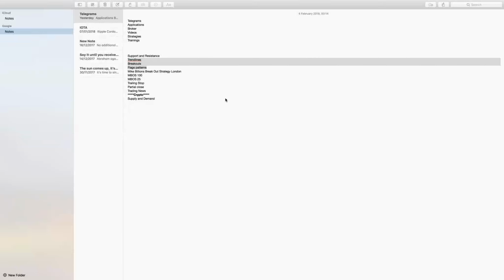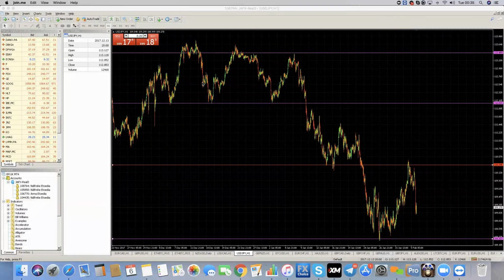So we are now going to be looking at trend lines, breakouts, and flag patterns. Trend lines, breakouts, and flag patterns.